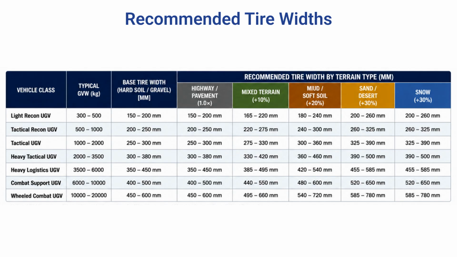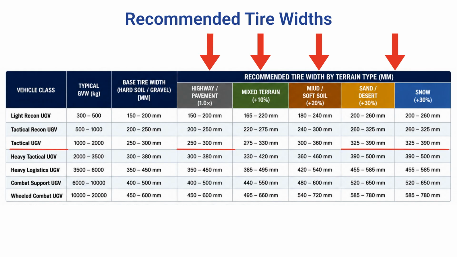To the right, the table adjusts tyre width recommendations based on terrain. For highway or pavement, the base width usually remains the same. For mixed terrain, the recommendation increases by about 10%. For mud or soft soil, the increase is about 20%. For sand, desert, and snow, the increase is about 30%. The reason is simple. Softer terrain requires a wider tyre to create a larger contact patch, reduce ground pressure, improve flotation, and prevent the vehicle from sinking.